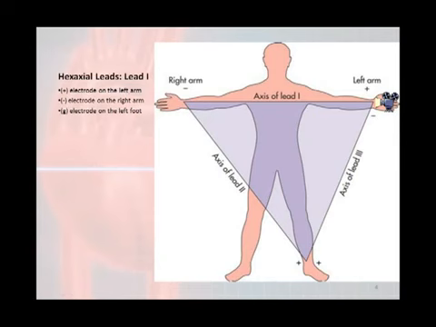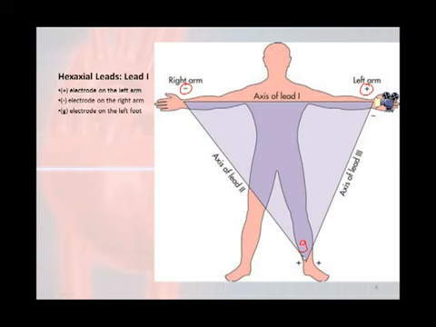First, we're going to look at lead 1. To acquire lead 1, you're going to put the positive electrode over here on the left arm. Typically it's on the left wrist, but sometimes people put it somewhere up here on the upper arm as well. You're going to put the negative electrode over here on the right arm. Well, you have to put a ground, so you're going to put your ground electrode down here on your left leg or left foot.